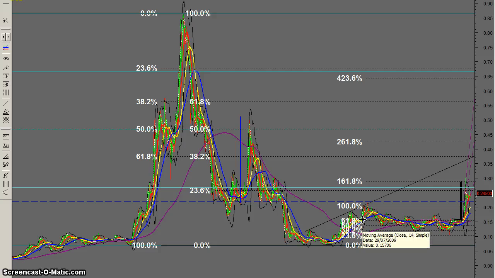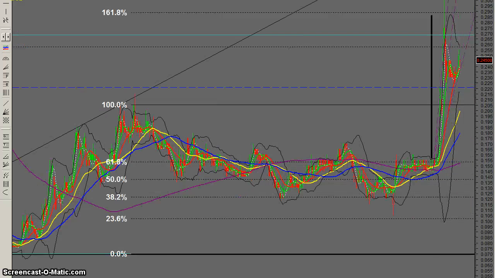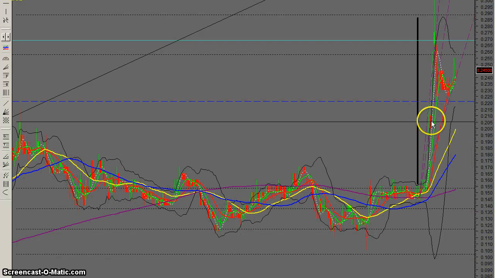I'm just going to zoom in now a little bit closer and just see what's going on here. As we've seen with all stocks that go parabolic, it's been trading outside the Bollinger Bands, and it's done its 1, 2, 3 in a row.